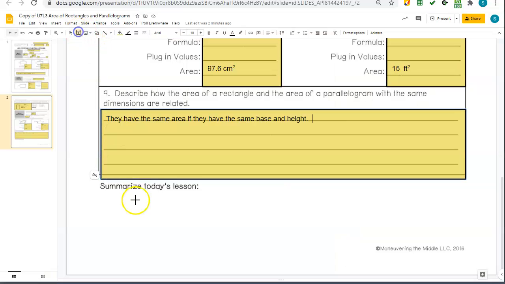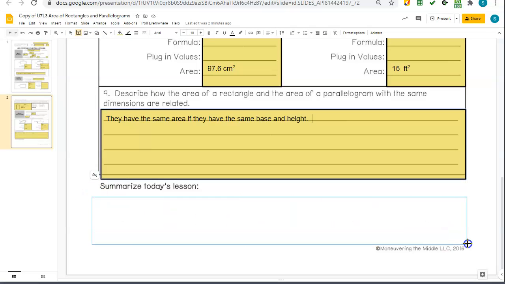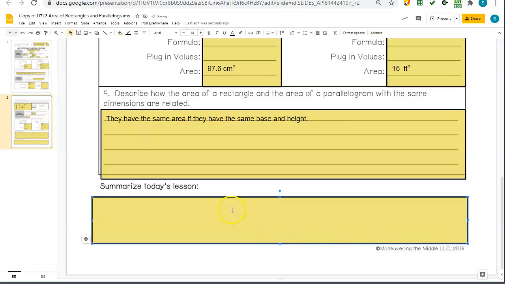Okay, add a box to summarize what you learned. Go ahead and practice for your assignment in ALEKS.